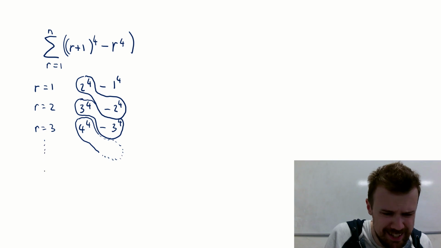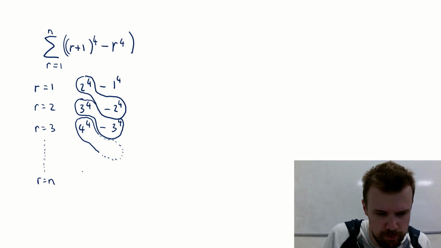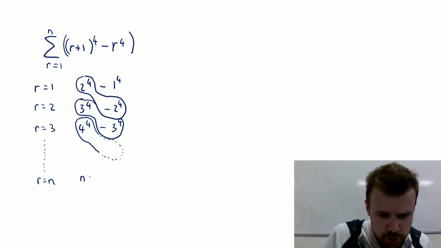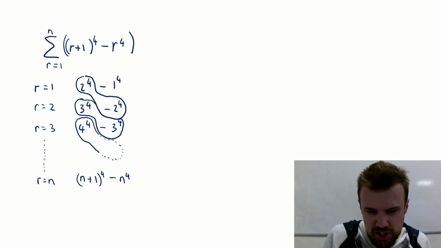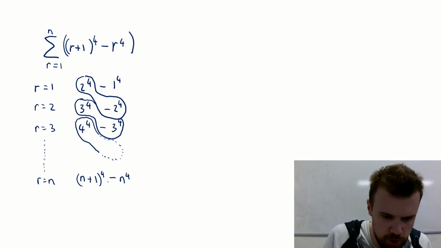And therefore that cancelling will continue all the way down until we get to the r equals nth term. So therefore that will lead to (n+1)^4 minus n^4. But just like it was above, the minus term for all the terms after r equals 2 are also always being cancelled out with something in the term above.